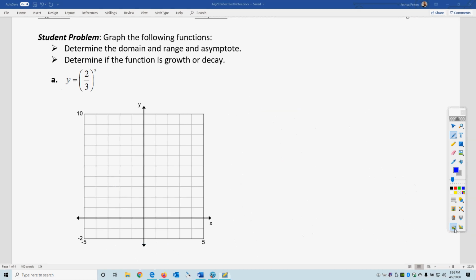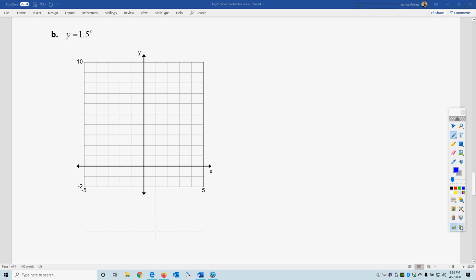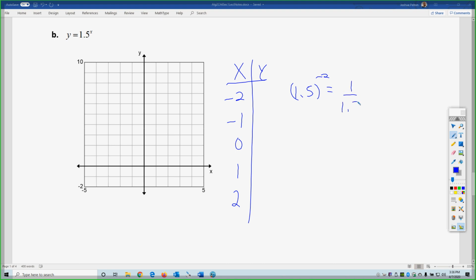Okay, let's try the next problem. We'll do an x and y table, x and y. So we have -2, -1, 0, 1, 2. So this is 1.5 to the -2, which is 1 over 1.5 squared, which is 1 over 2.25, which is 0.4 repeating.